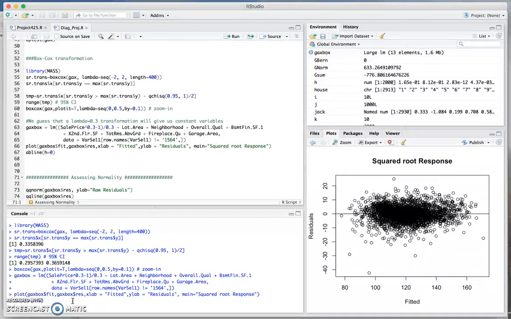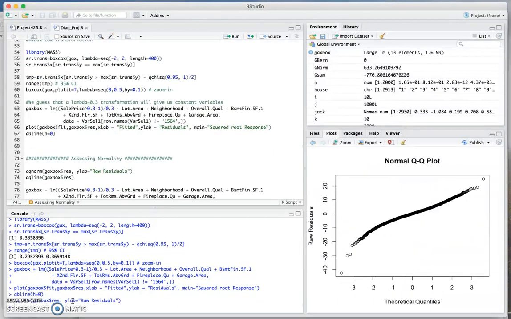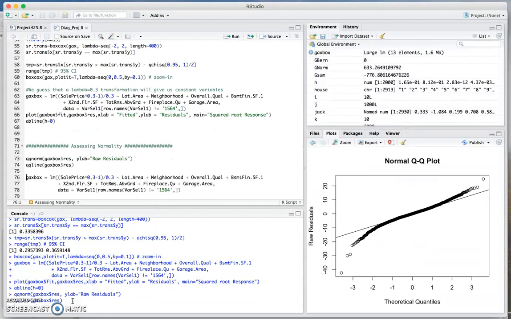And as a final step, we will check the normality. In the QQ plot, it seems like it forms a line, so we can say that the model has normality. This is the end of our diagnostic test.